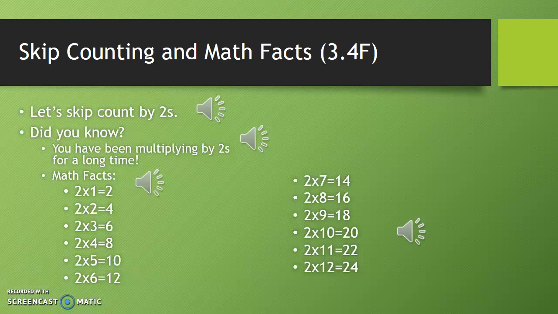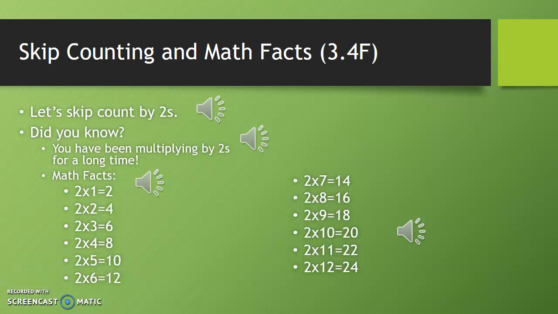So let's go ahead and look at our multiplication facts from 2 times 1 to 2 times 12. Say it with me. 2 times 1 is 2. 2 times 2 is 4. 2 times 3 is 6. 2 times 4 is 8. 2 times 5 is 10. 2 times 6 is 12. 2 times 7 is 14. 2 times 8 is 16. 2 times 9 is 18. 2 times 10 is 20. 2 times 11 is 22. And 2 times 12 is 24.